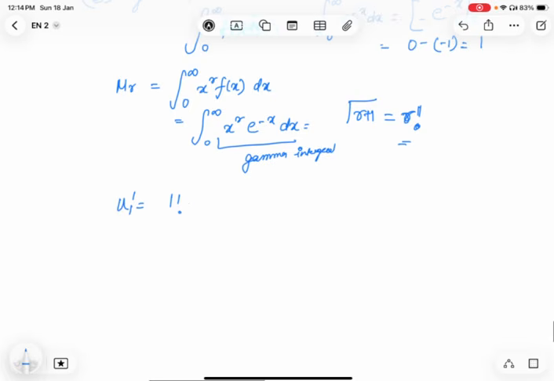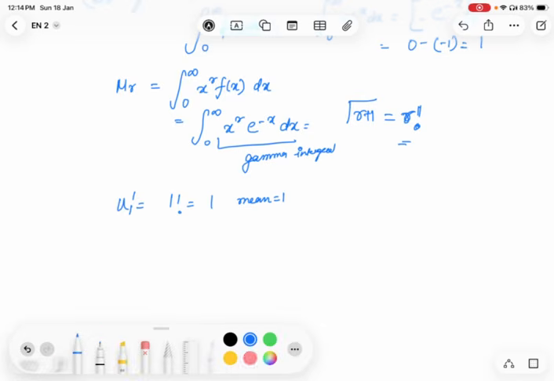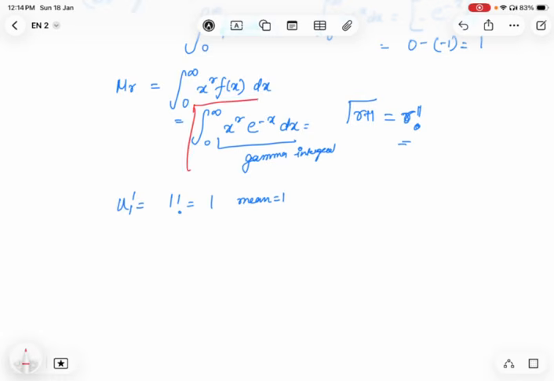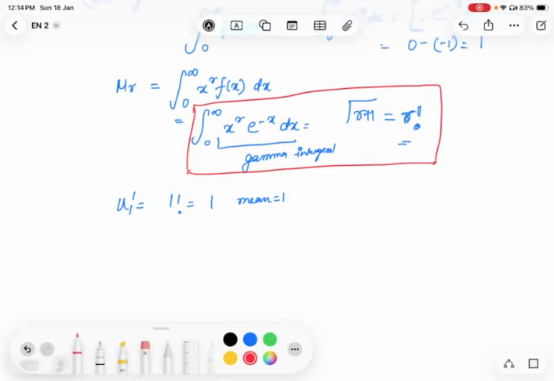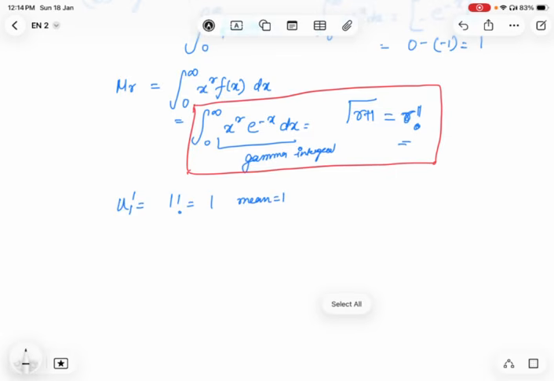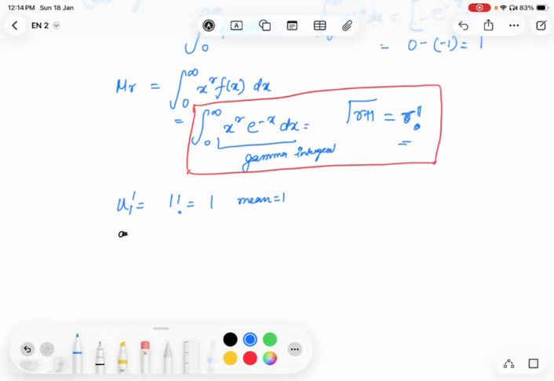Mu 1 dash is 1 factorial, and 1 factorial is nothing but 1. So the mean is 1. I just marked it in a red box so that you remember this gamma integral. Okay. So what about the variance? So variance is, sorry.